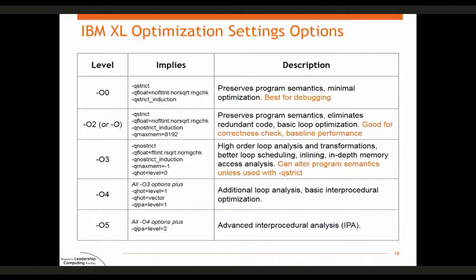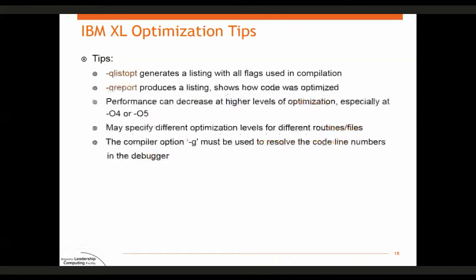If you're debugging, your best option as always is O0. For most day-to-day work, correctness checking, and baseline performance, O2. And then if you're relatively sure of how things are, O3.